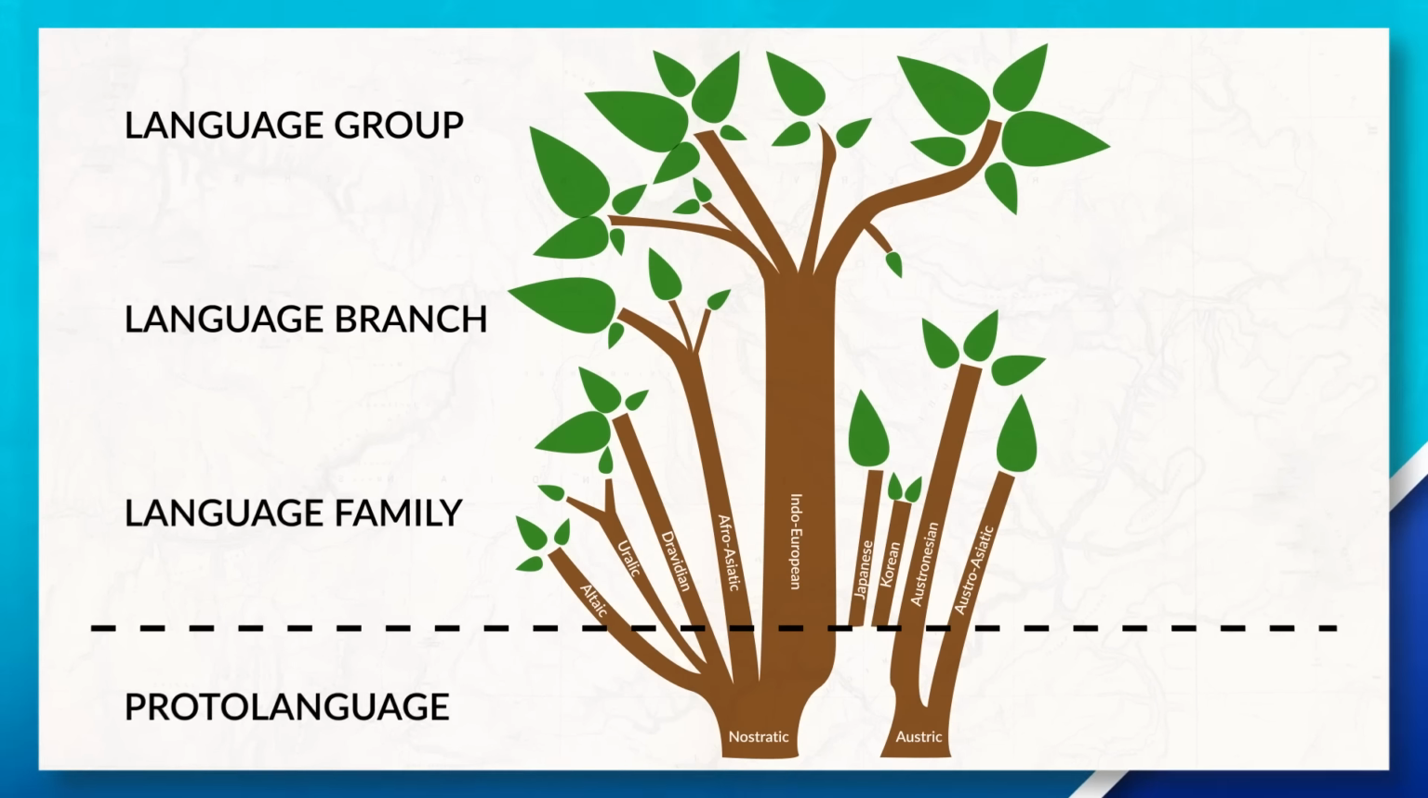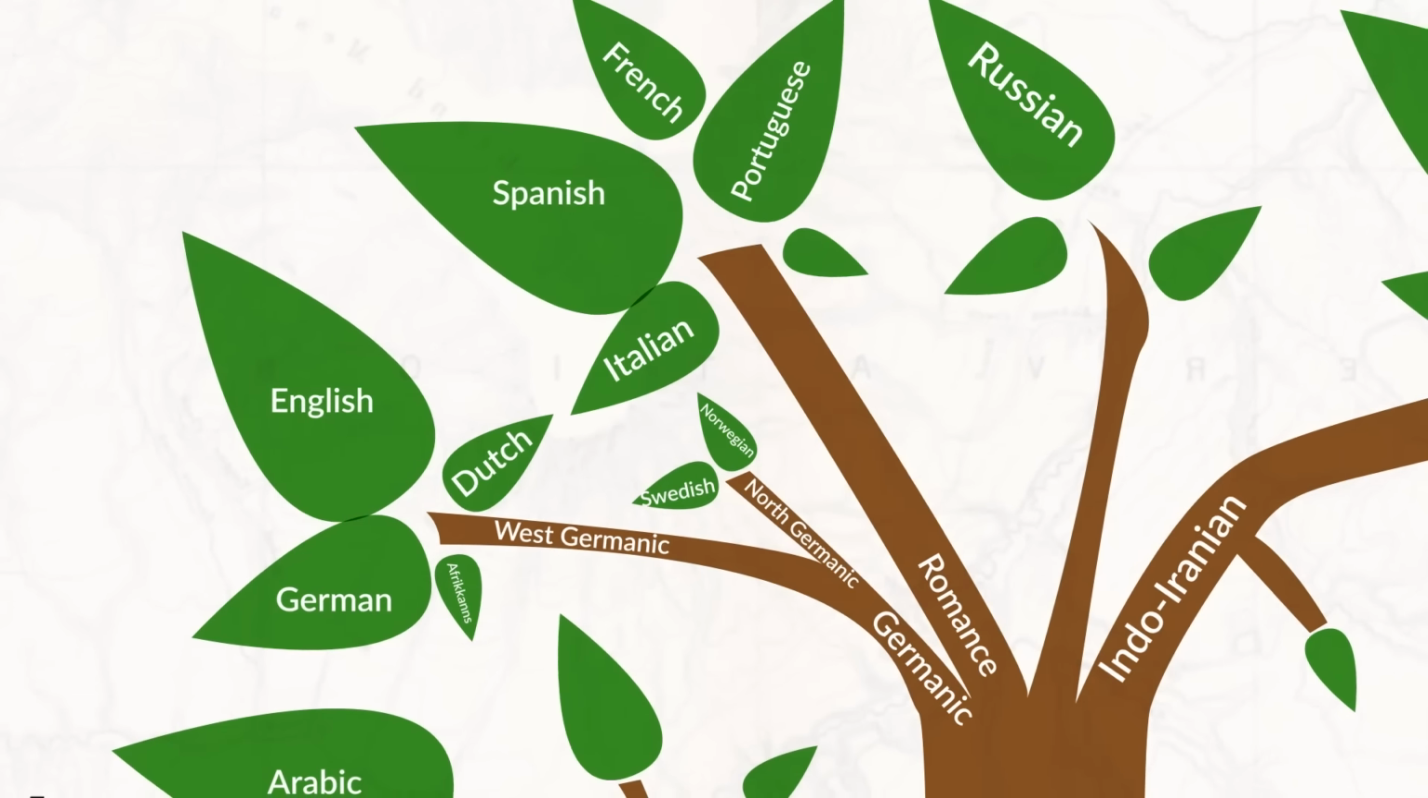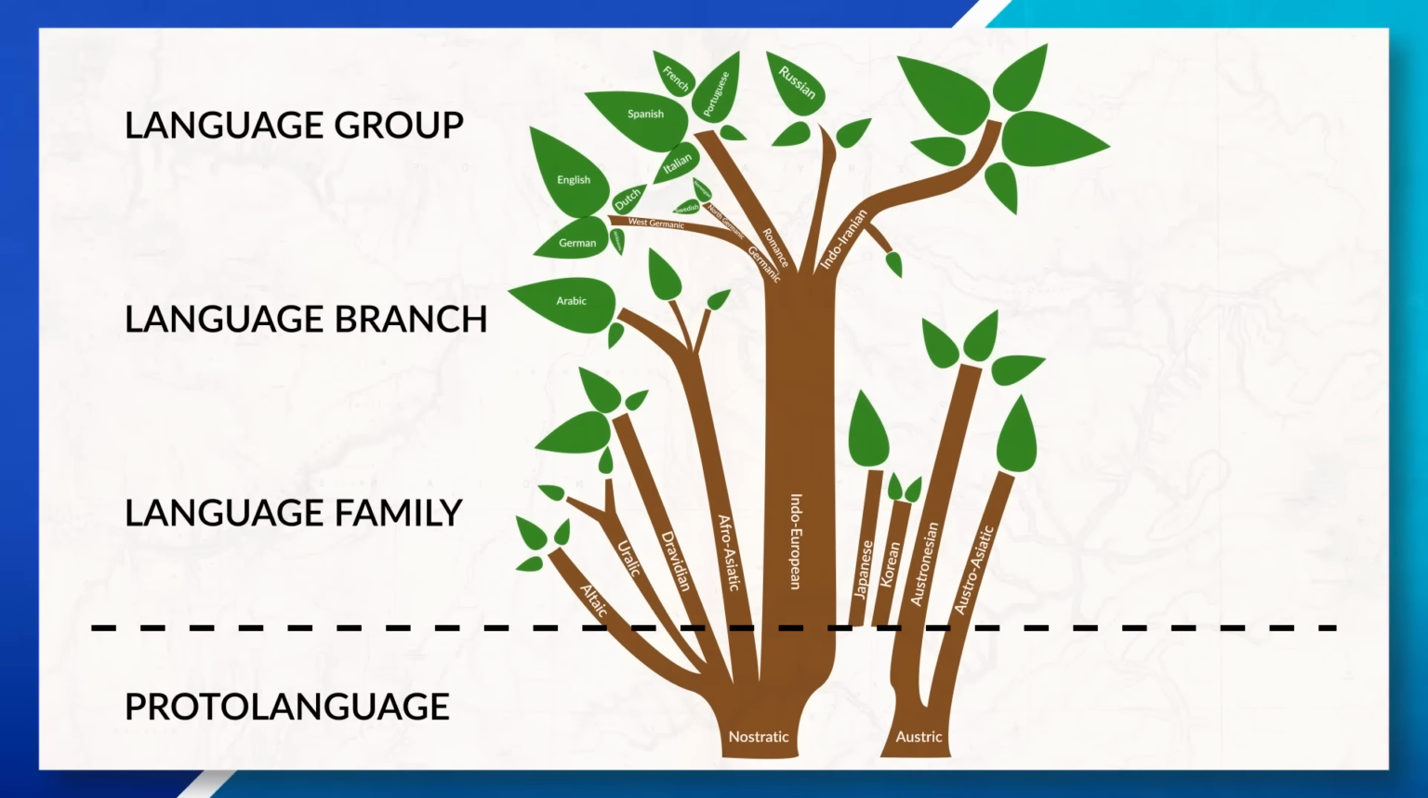A language branch is a subdivision of a language family and consists of a group of languages that are closely related and have evolved from a common ancestral background. A language group, on the other hand, is made up of different languages that are part of a language branch and share similar vocabulary and grammar. For example, we can look at Indo-European as a language family. Here we can also see examples of language branches and also language groups.